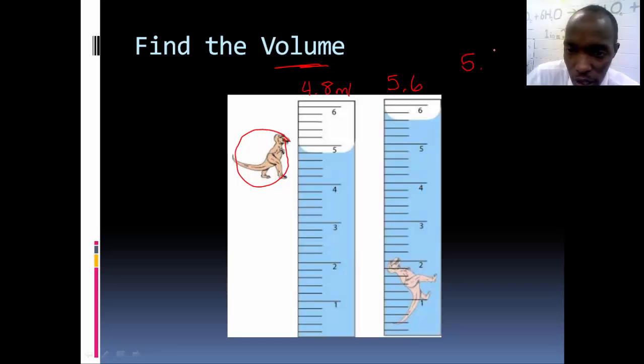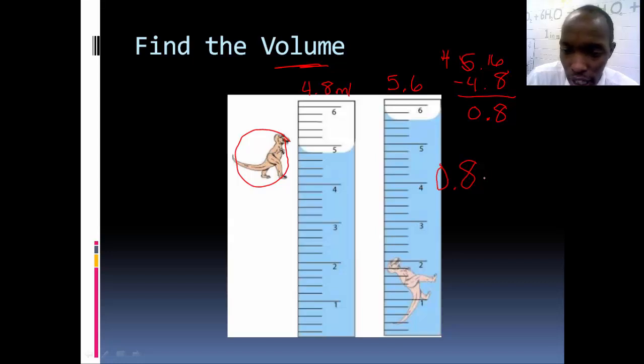So you take 5.6, subtract 4.8. When we do our math, 0.8. So the dinosaur would have a volume of 0.8 milliliters, or you could say 0.8 cubic centimeters.